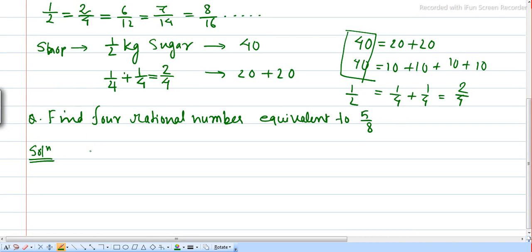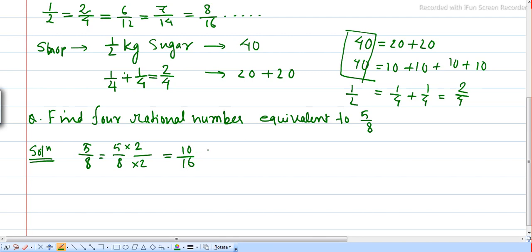Okay, let's write first 5/8. Now multiply this 5/8 with any number, any positive number, negative number you can do. Because it is a rational number, you can multiply positive as well as negative. So multiply with 2/2. So it is 5 2s are 10 and 8 2s are 16.